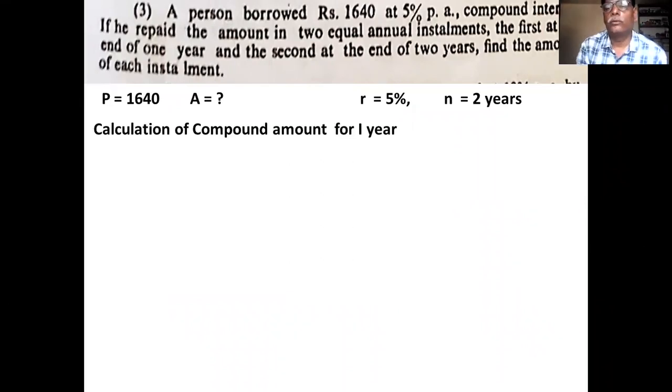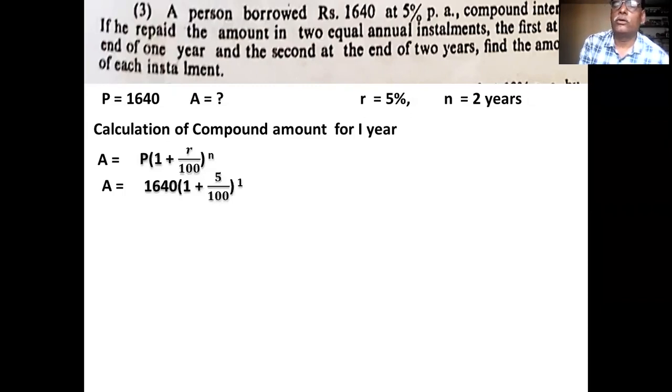We calculate the amount for the first year. A is equal to P into the bracket 1 plus R by 100, raised to N. This is your equation. P is 1640, the principal. 1 plus 5, the rate of interest, divided by 100, raised to N, which is 1, because I am calculating the amount for only 1 year, not for 2 years.